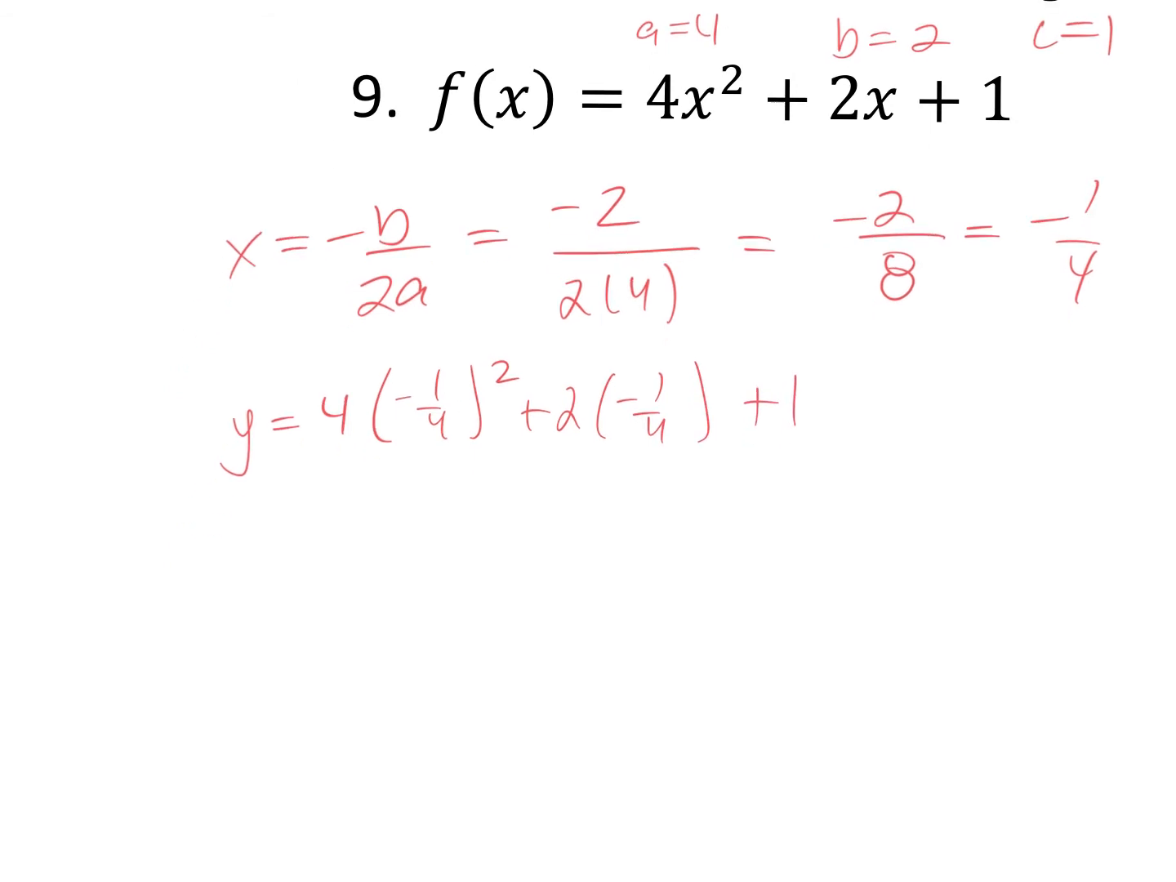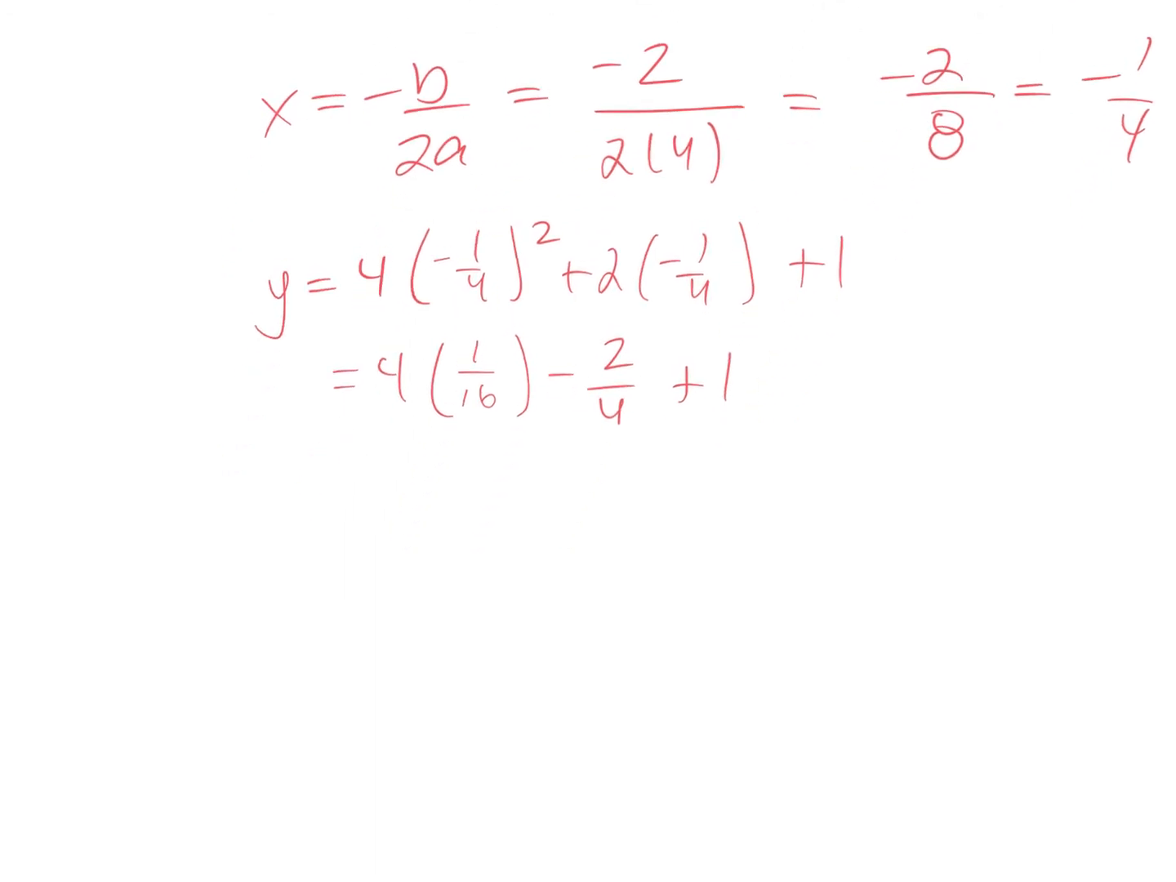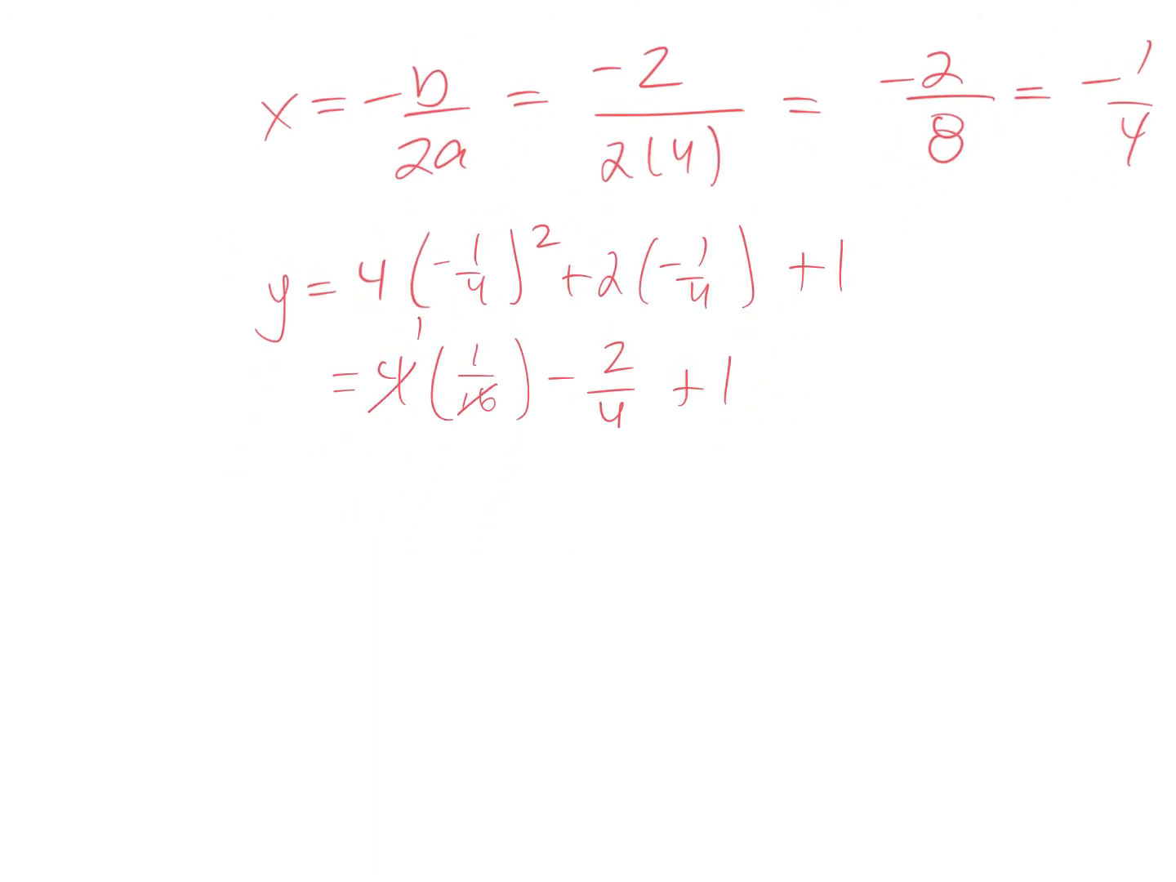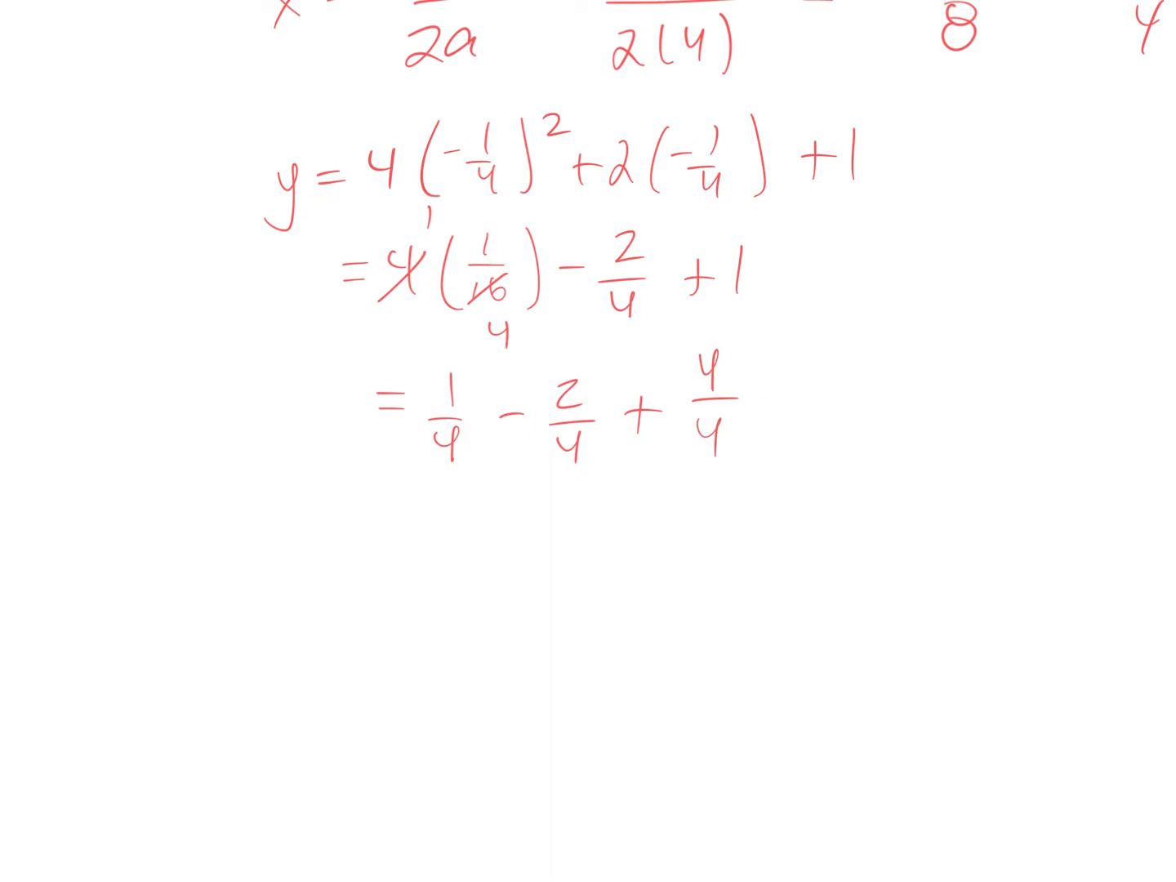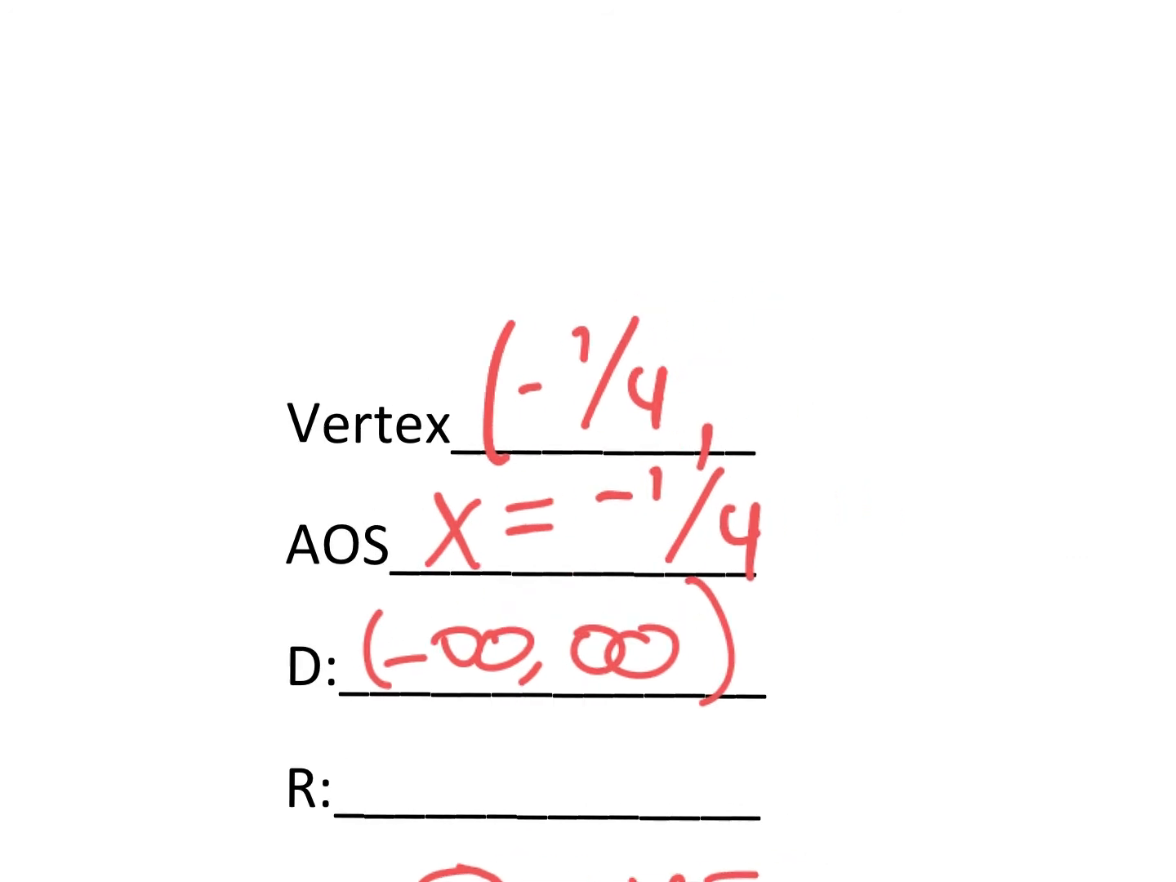So when we evaluate this, that squared goes to the numerator and the denominator. So it's 4 times 1 squared is 1, 4 squared is 16. Then I have minus 2 over 4 plus 1. Now we can simplify here. This becomes a 1. This becomes a what? 4. Good. So I have 1/4 minus 2/4 plus what? 4 over 4. So 1 minus 2 is negative 1. Plus 4 gives me y equals 3/4. So the y part of my vertex is at 3/4.